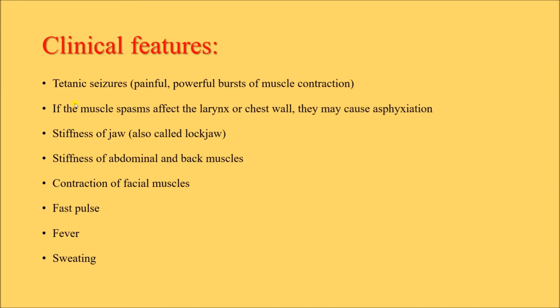Clinical features: tetanic seizure, which is typical of tetanus, which is a painful, powerful burst of muscle contraction. If the muscle spasm affects the larynx or chest wall, there can be asphyxiation. Stiffness of the jaw, also known as lockjaw. Stiffness of the abdominal and back muscles. Contraction of the facial muscles. Fast or rapid pulse. Fever and sweating.